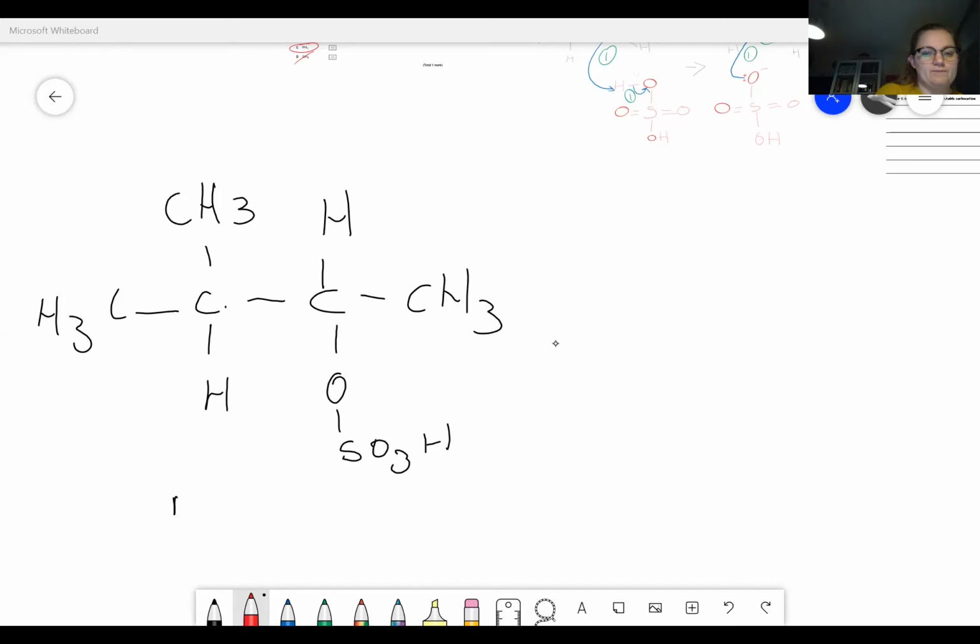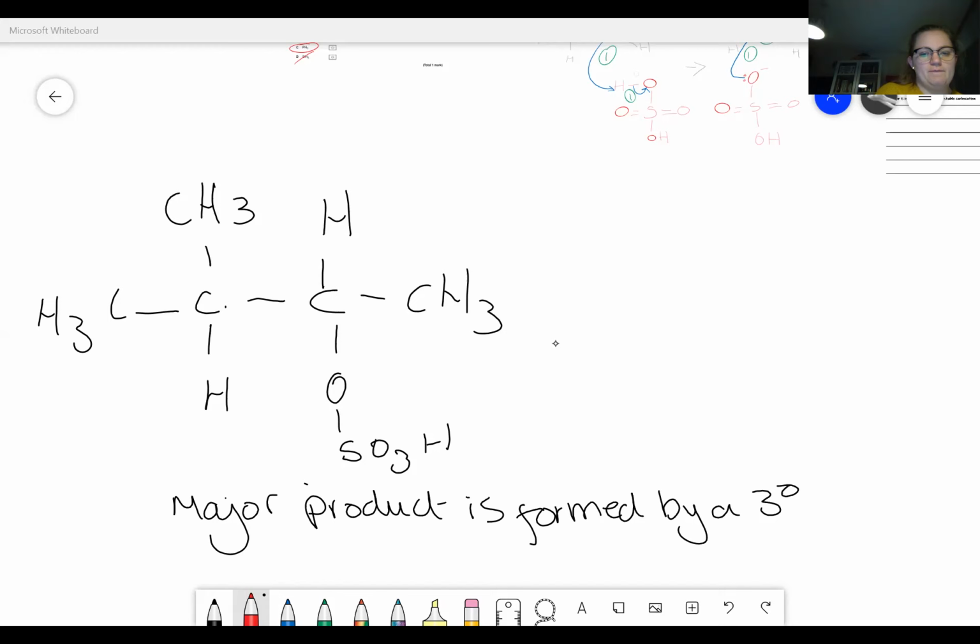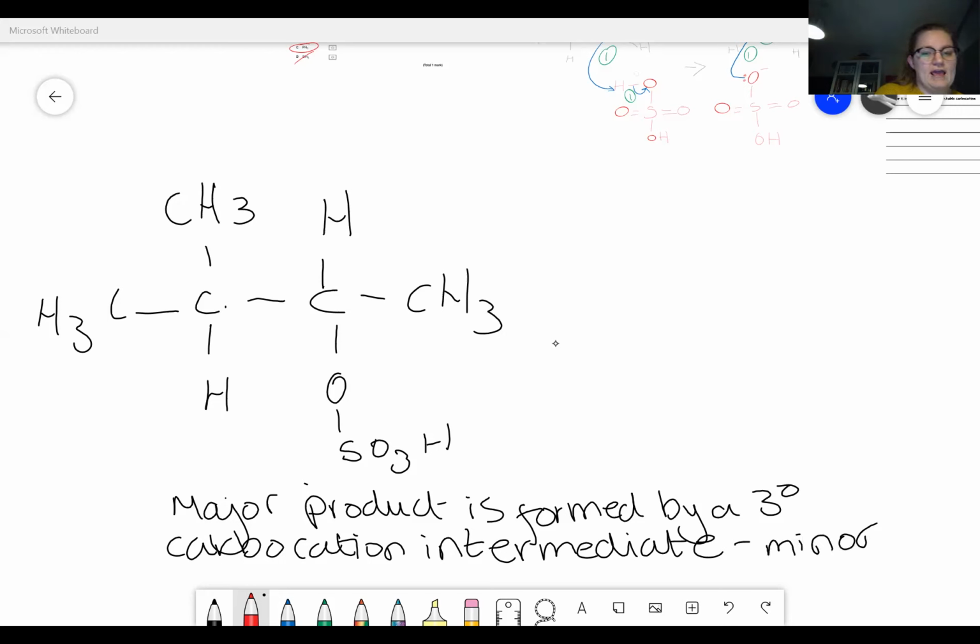So our major product is formed by a tertiary carbocation intermediate. That's how I spell it, intermediate. Whereas our second product, our minor product, is formed by a secondary carbocation intermediate.